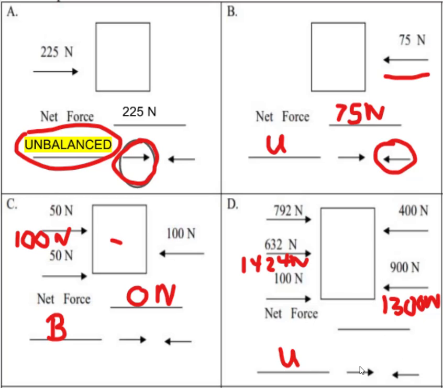And the bigger number is pushing right, so we know that the vector of this is going to be to the right. Now to find the net force, we're going to subtract 1,300, which is the total amount of force pushing left, from 1,424, which is the total amount of force pushing to the right, which gives us 124 newtons. And even if I did the math wrong, I did that right, so still follow that same procedure.